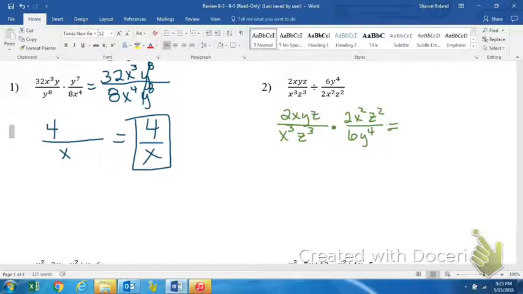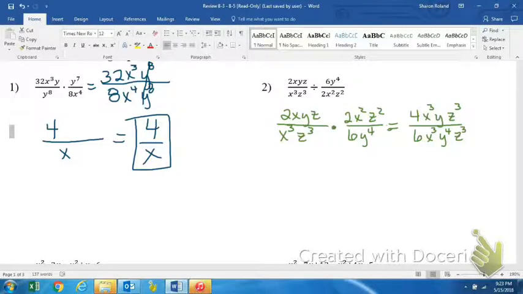So 2 times 2 is 4. You have x times x squared is x to the third. There's only one y in the numerator, so you just write one y. You have a z times z squared is z to the third. Okay, the denominator, you have a 6. There's 3 x's, 4 y's, and 3 z's.